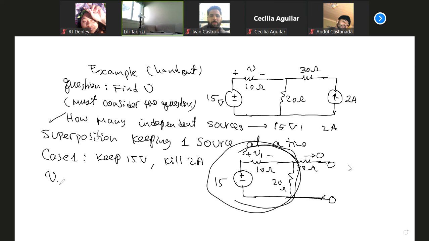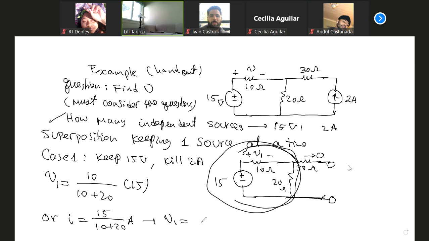Okay, let's say V1, you have two options. Either voltage division, which is 10 ohm divided by 10 plus 20 multiplied by 15. So this is voltage division. Or you can find the current, which is 15 divided by 10 plus 20 amp. This is current, volt divided by summation. And then V1 is equal to 10 times the current, which is 15 over 10 plus 20. So you find this voltage V1, you put it aside. It's equal to 150 divided by 30.